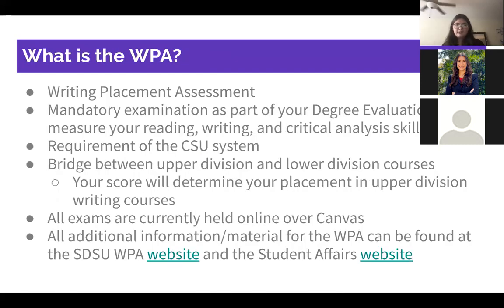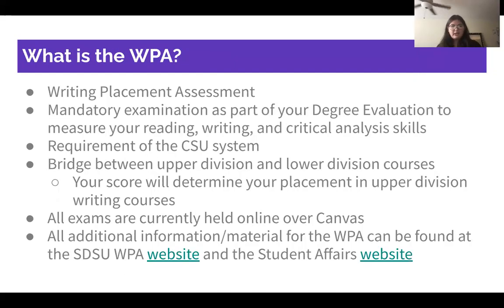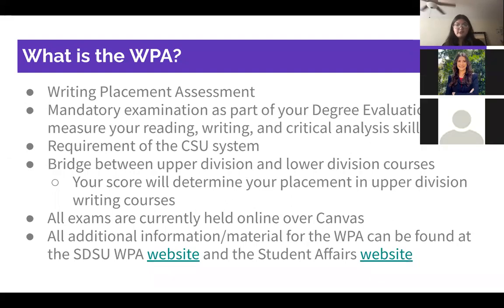So what is the WPA? The WPA is the Writing Placement Assessment. It's mandatory, it's part of the CSU system, and it's a part of your degree evaluation, measuring your reading, writing, and critical thinking skills. It's also a bridge between upper division and lower division classes. It's a way to assess your ability to take those upper division classes and determine your placement in an upper division writing course. Currently, because of the pandemic, all the WPAs will be hosted online over Canvas.